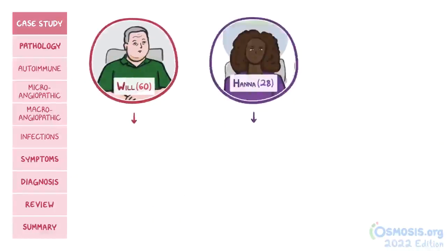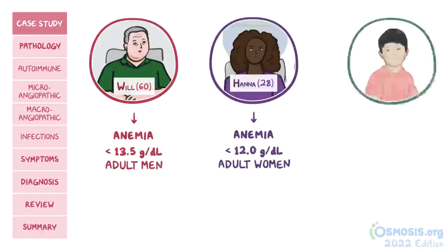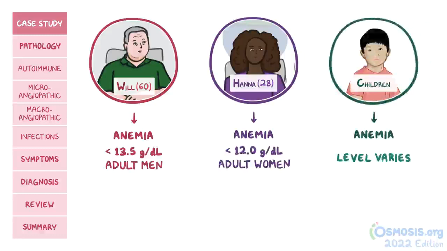Both Will and Hannah are suffering from anemia, which is defined as lower than average levels of hemoglobin, typically below 13.5 grams per deciliter in adult men, and below 12 grams per deciliter in adult women. For children, this level varies based on the age.